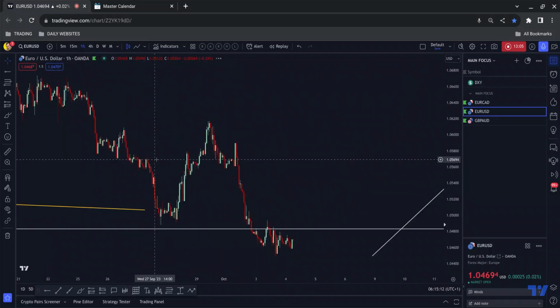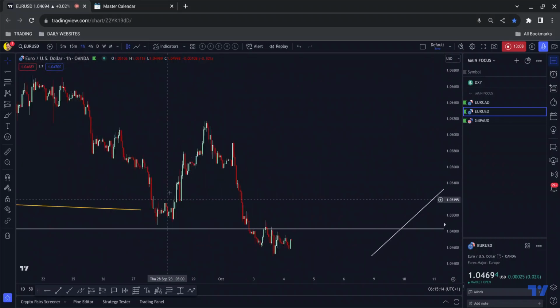And did we get one? We didn't really get a flag. There was no identifiable flag with two tops that I could identify. You could argue this was one, but look at the move up. This was the clue, okay?